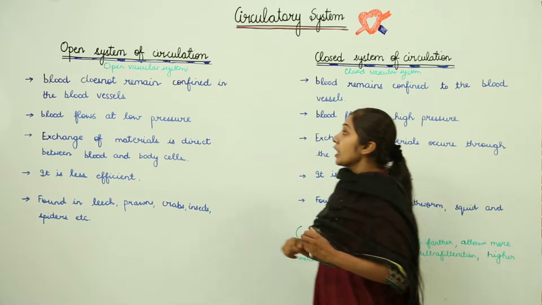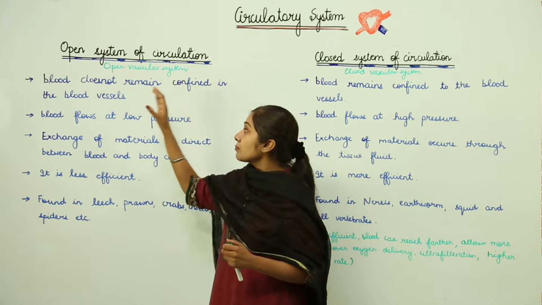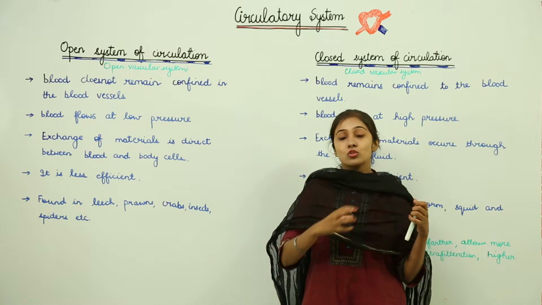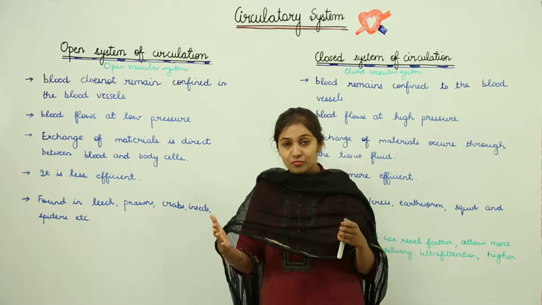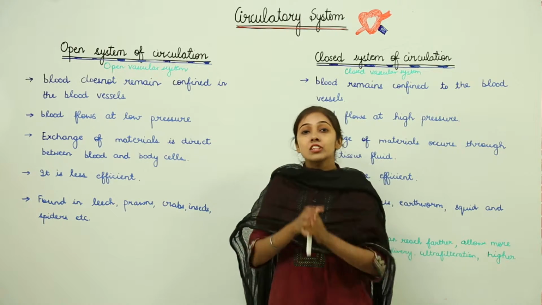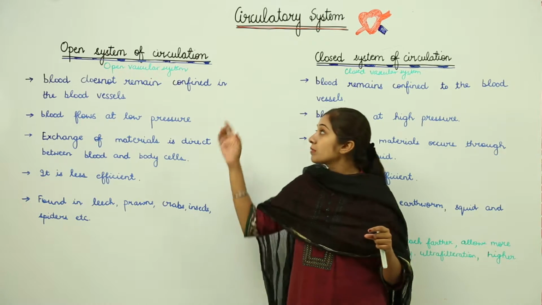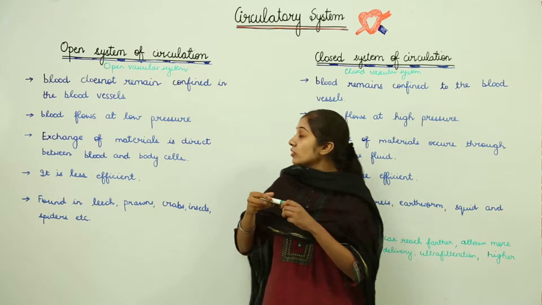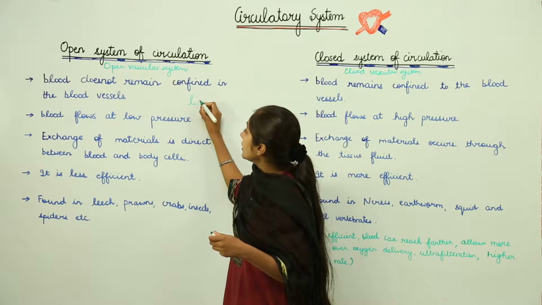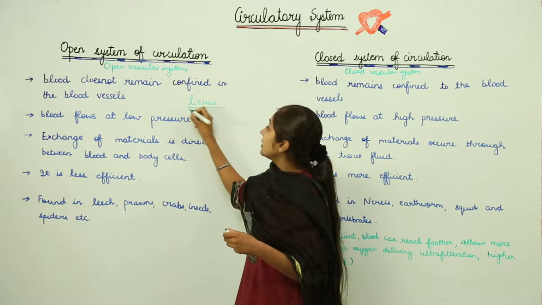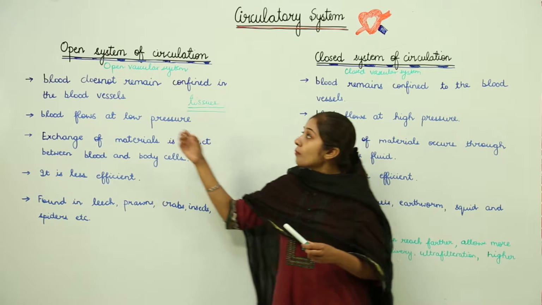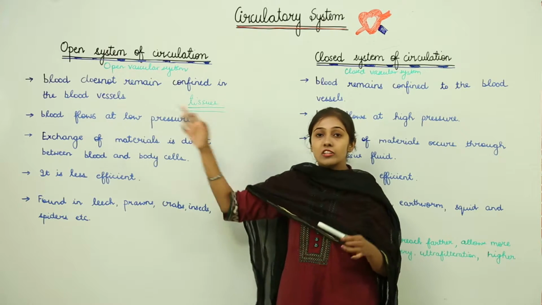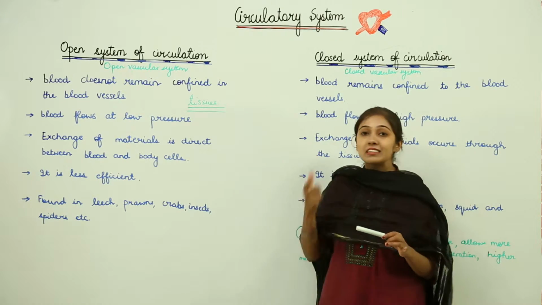Let us study this. Open system of circulation is one in which the blood does not remain confined in the blood vessels. In this case, the blood flows through the cavities and directly reaches the tissues. When it makes direct contact with the tissues, there are no vessels through which this blood is flowing. So the blood reaches the tissues, where it meets the demands of the body. It reaches the tissues through the cavities and meets the demands of the body.